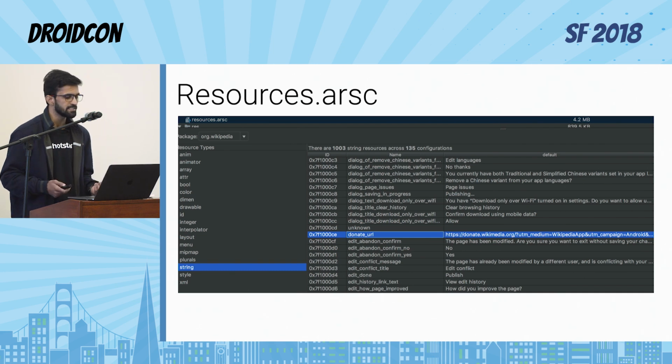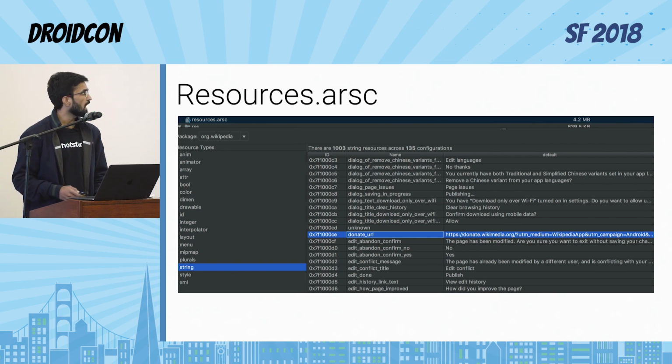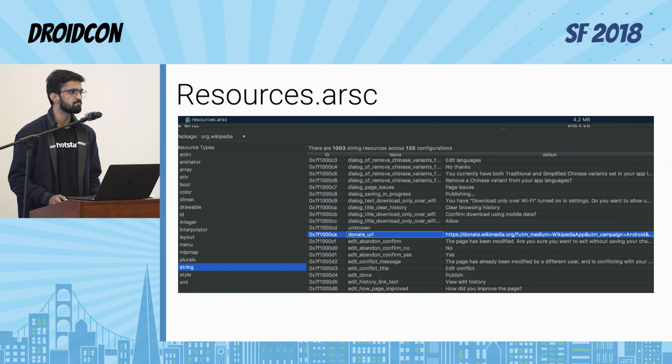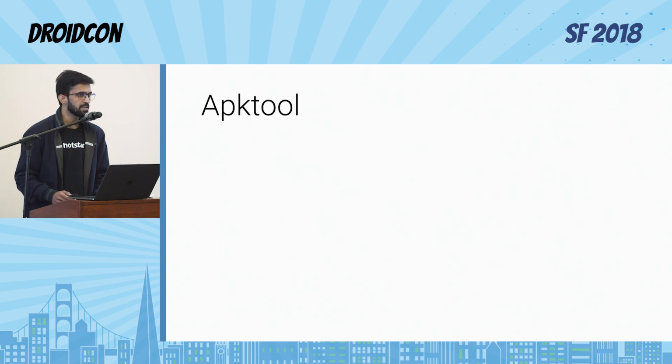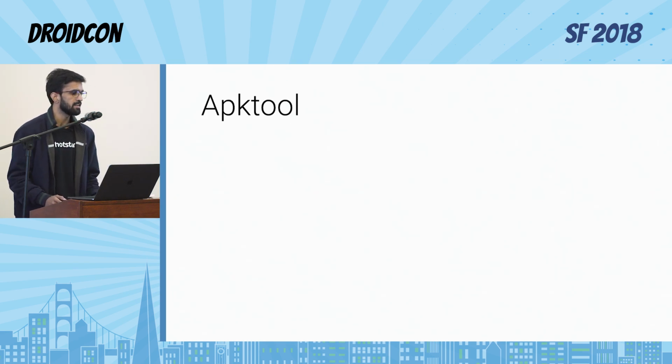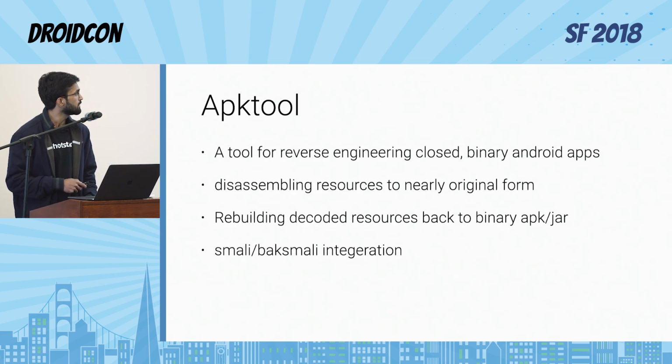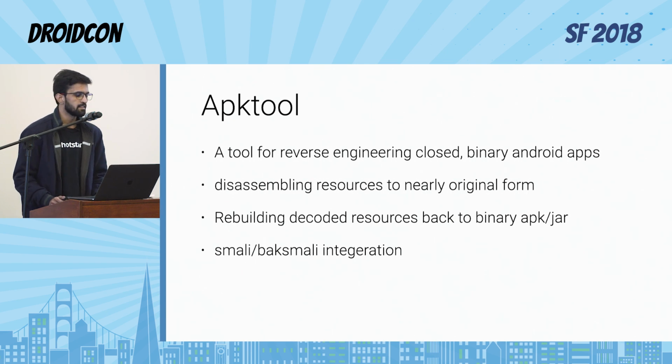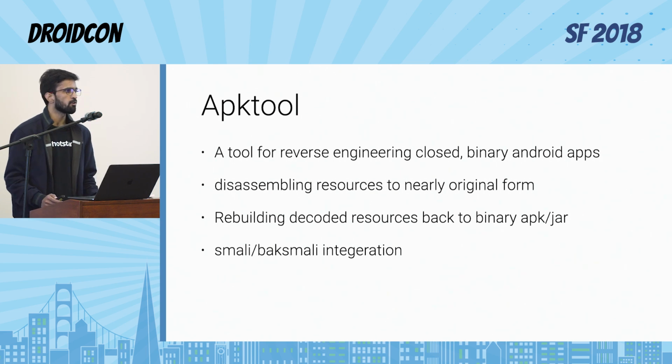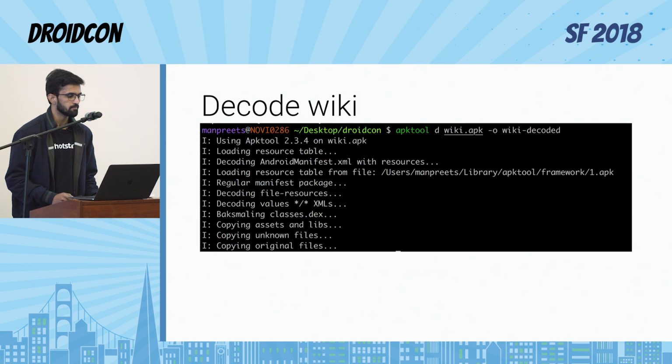Now I just want to change it and rebuild the APK. But I can't edit the resources in APK Analyzer. It just helps us in analyzing the APK content. Then how will we change it? APKTool, because we need awesome tools. It can disassemble the resources bundled in the APK to nearly original form, and then it can rebuild the resources back into the APK. This is exactly what we want: change the donation URL and then rebuild the APK. It also has an integration for smali and baksmali. We'll look into that later.